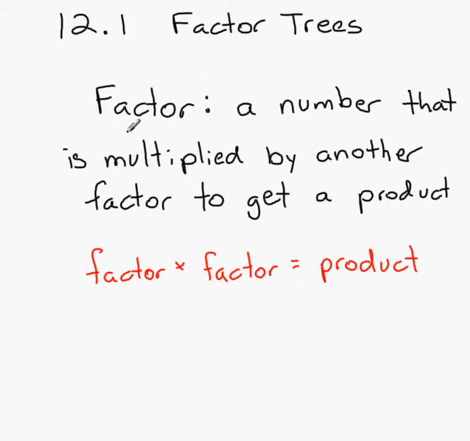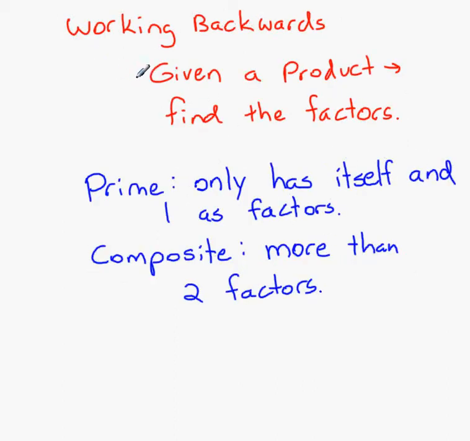But factor trees are about factors. Factors are a number that is multiplied by another factor to get a product. In other words, if you take a number, it's a factor, and multiply it by a factor, you get a product. These are the pieces or parts of any multiplication problem. Factor times factor equals product. Now, you may have to work a little backwards on this because we're going to be giving you products. But what you are going to have to do is find the factors for those products. You need to think what number times another number equals that product.